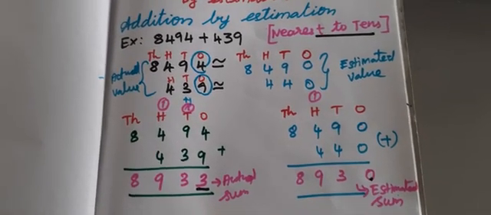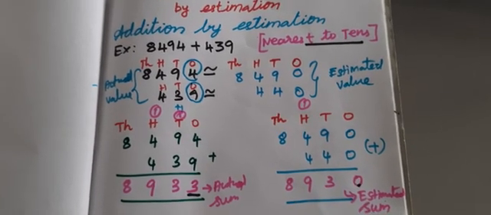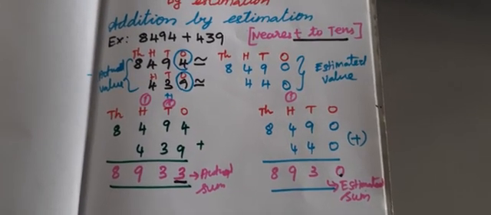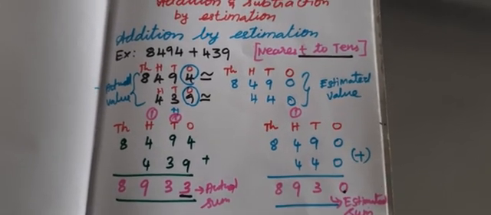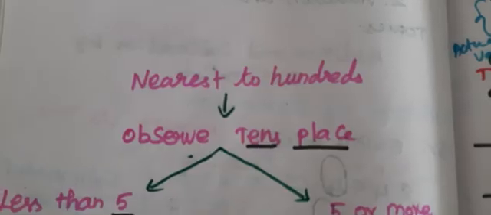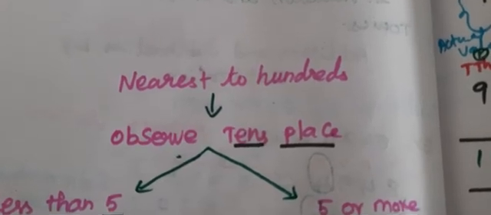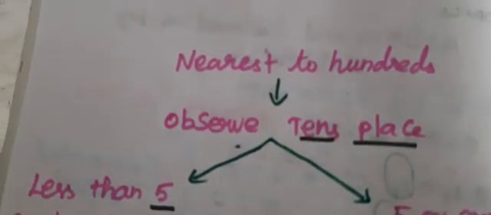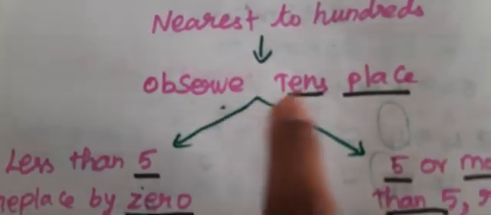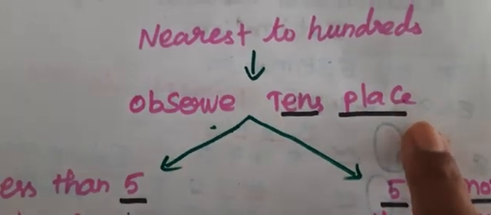So next one is the same addition by estimation, but the concept is nearest to hundreds. Before we see that, we have to recall that nearest to hundreds concept. So now we are going to recall the nearest to 100. It means we should observe the tens place.